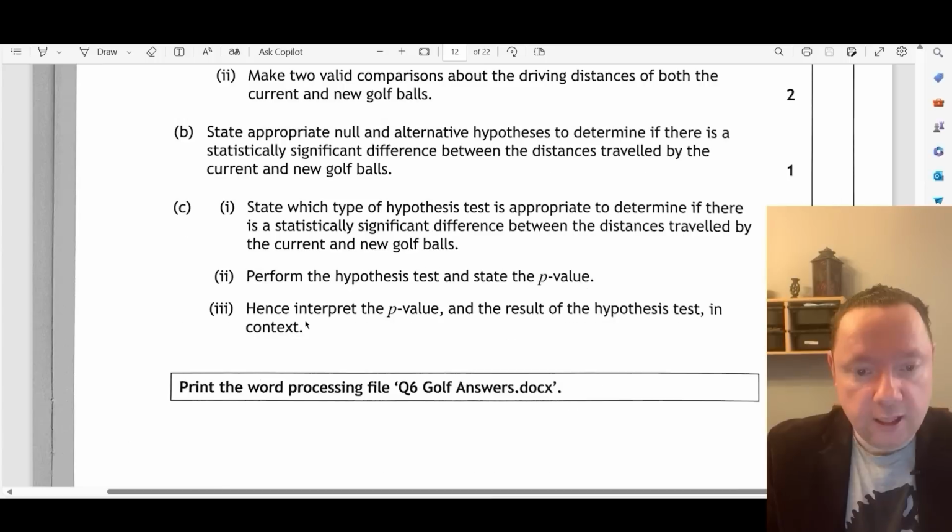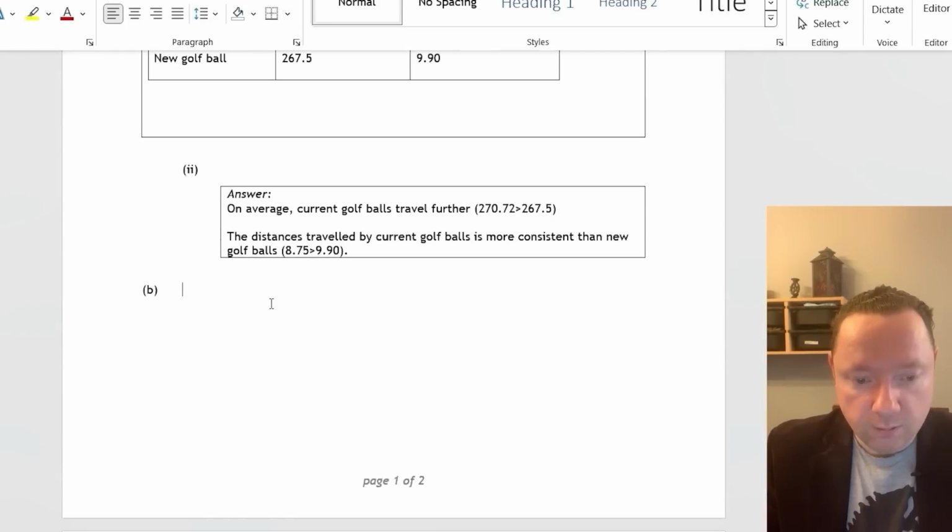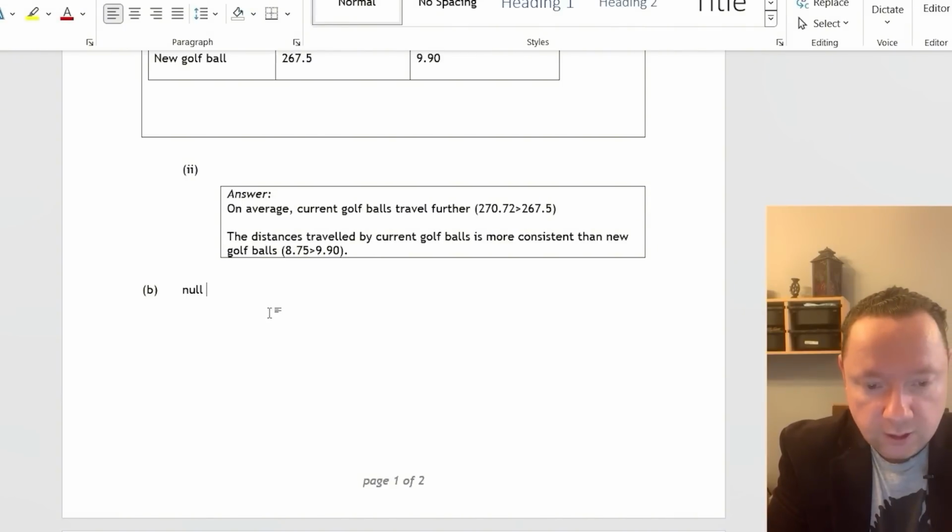Okay, next question. The appropriate null and alternative hypothesis to determine if there's a statistically significant difference between the distances travelled by current and new golf balls. Okay, let's look at a null hypothesis.